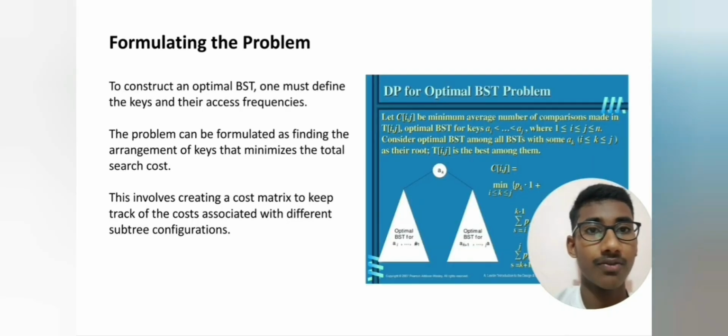Next, we discuss formulating the problem. To construct an optimal binary search tree, one must define the keys and their access frequencies. The problem can be formulated as finding the arrangement of keys that minimizes the total search cost. This involves creating a cost matrix to keep track of the costs associated with different subtree configurations.